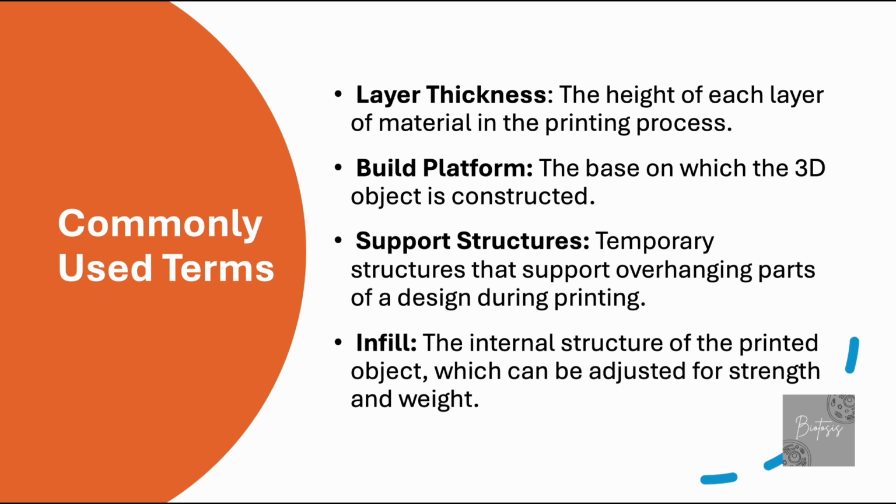What is the build platform? It is where this 3D constructed model is kept, right? So the build platform is where your model will be placed. If we are printing it layer by layer, it is getting printed on the build platform, and it will be ready on that platform itself. What are support structures? Temporary structures that support overhanging parts of the design during printing, right?